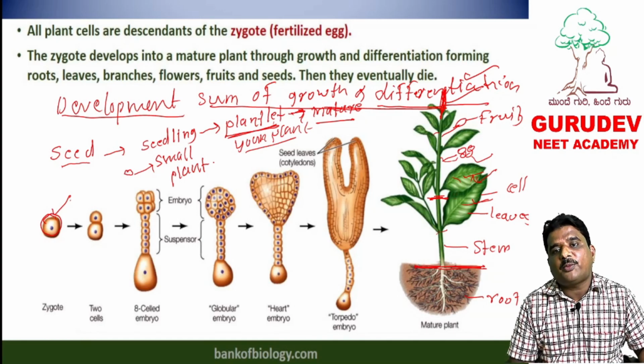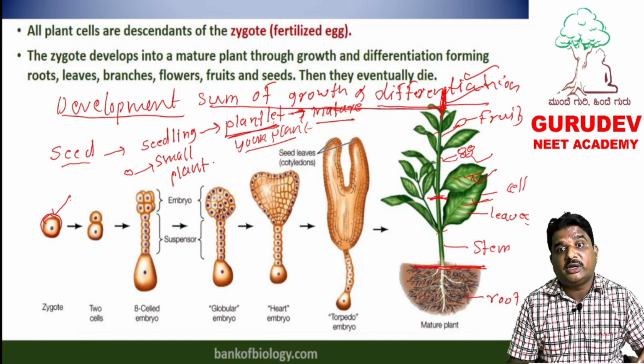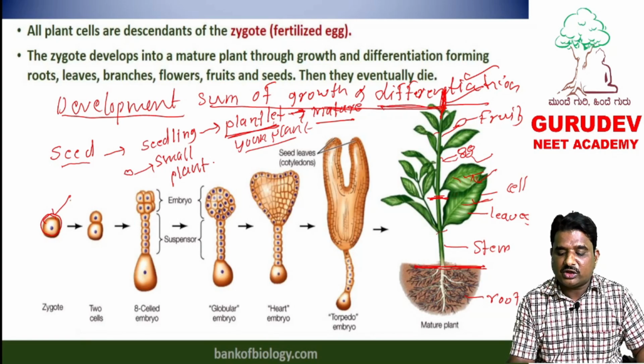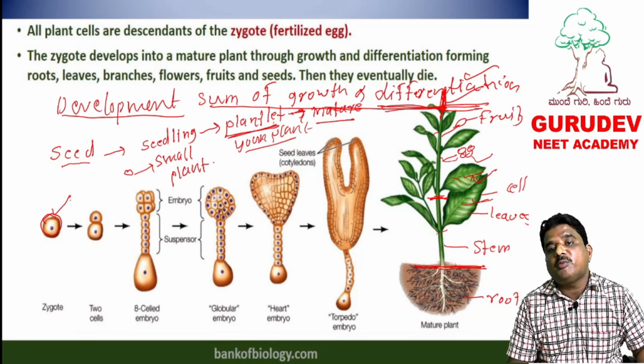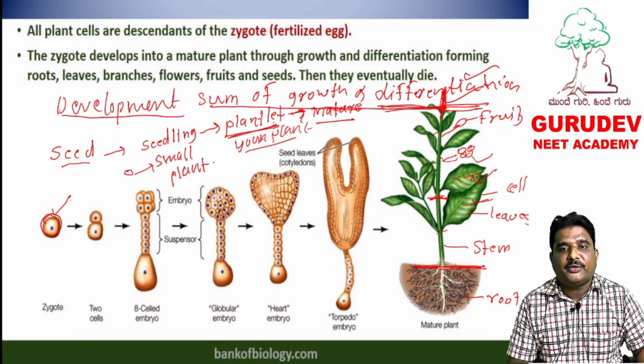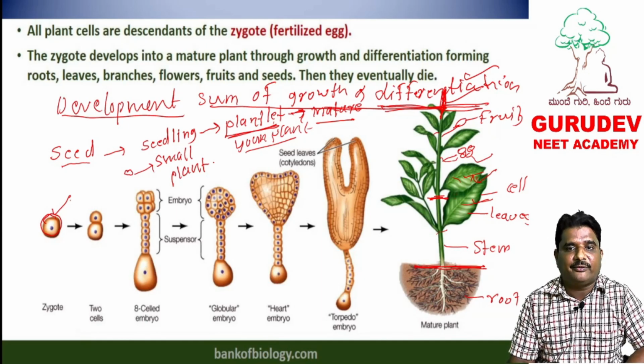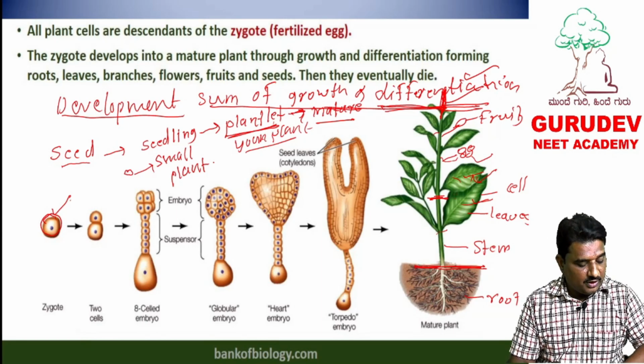Growth means, in terms of height or girth, a permanent increase, not reversible, irreversible. That we can call growth. And what is differentiation? After attaining certain growth, the cells, tissues, and organs will undergo maturation. That is called differentiation. That's why development is a sum of growth and differentiation. We can call it this.